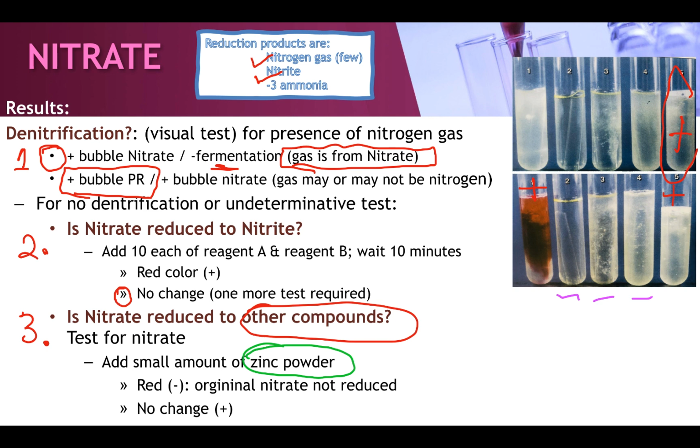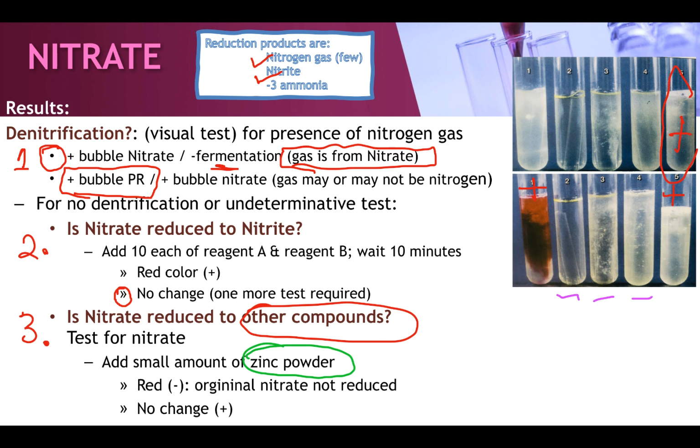Now this is where the twist happens. In situation number 2, a red color was positive. This means that nitrite was there. But now we're going to check for nitrate. If it's there, this would be negative because the organism didn't use it. How do we check for it? We add zinc powder. When zinc powder interacts with the nitrate, if it's there, then it will turn red. In this case, red would be negative because that means that nitrate is still there. It was not used. However, if there is no change, that means that there is no nitrate there for the zinc powder to interact with. This means that the organism is positive for nitrate reduction.